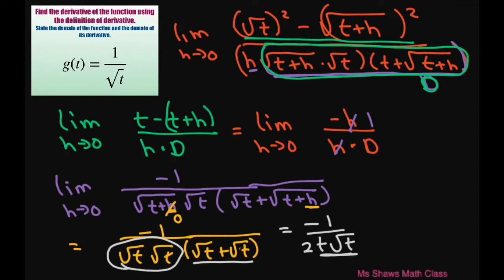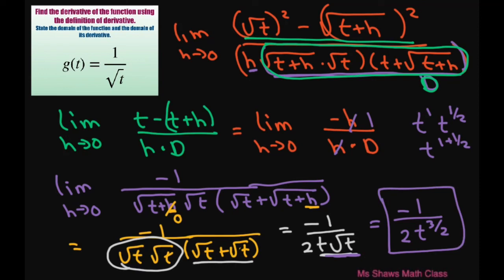Now I can rewrite this. If you have t to the power of 1 times t to the power of 1 half, which is what this is, we can write this as t to the power of 1 plus 1 half, which is 3 halves. So I can rewrite this as negative 1 divided by 2t to the power of 3 halves. And that's it.